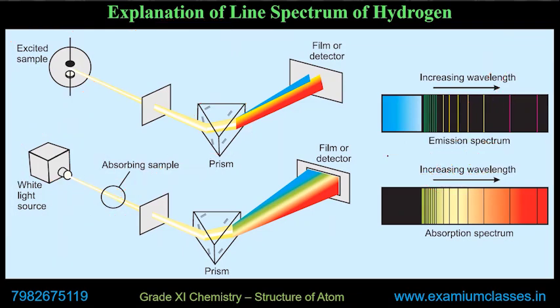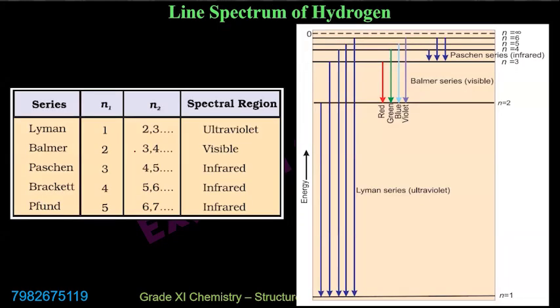In case of an emission spectrum, we use an excited sample. In case of an absorption spectrum, we use a white light source and some absorption mechanism which absorbs some particular frequencies, which are missing from the output. The prism is just to separate, to have the gaps between the bars. Just a recap of what we have done. Lyman series is in the ultraviolet region, Balmer in the visible region, and Paschen, Brackett and Pfund are in the infrared region. This is asked, so you have to memorize these.